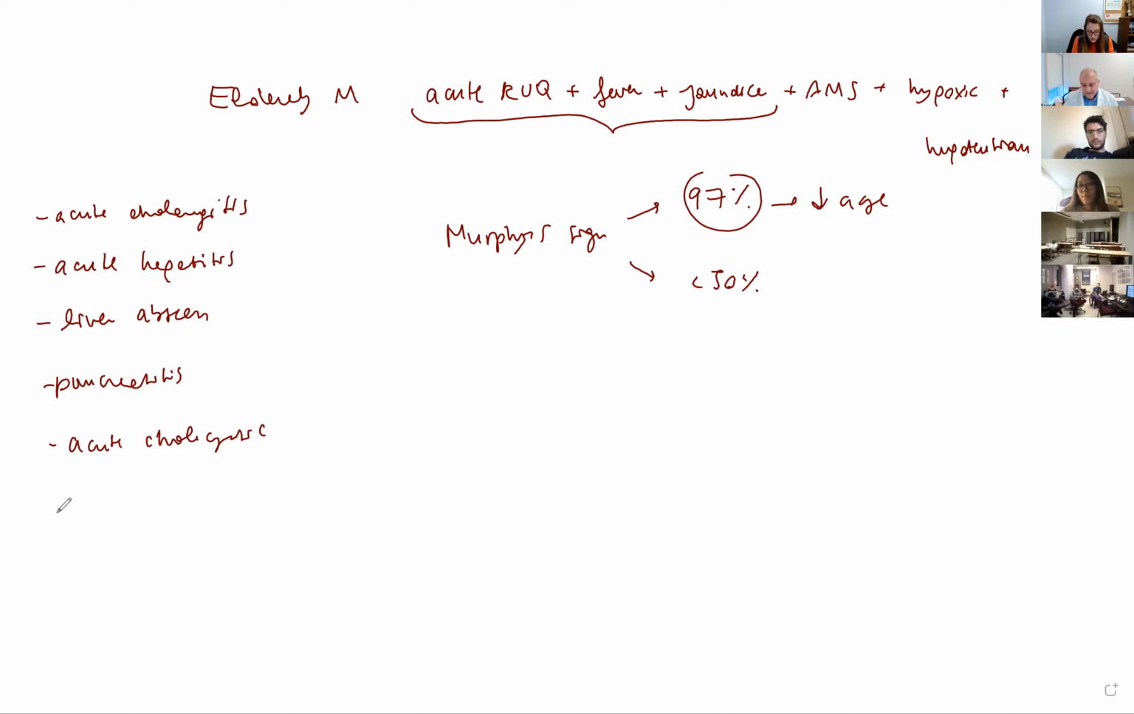And then another thing, maybe more rare, is Budd-Chiari, which is basically the thrombosis of the hepatic veins. It can cause congestion and sometimes even fever, pain, and jaundice. And then I would just put pneumonia here, because we are not 100% sure about the jaundice being a new thing or an old thing. So we could even split those two things and have maybe hemolysis and an infection. That's also something to consider, especially because the patient is hypoxic.